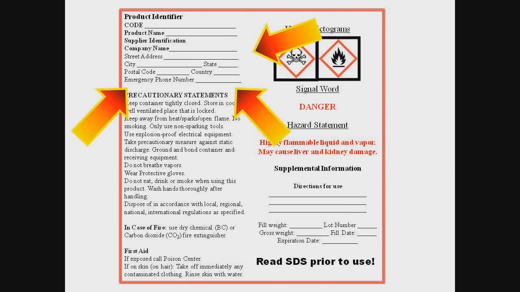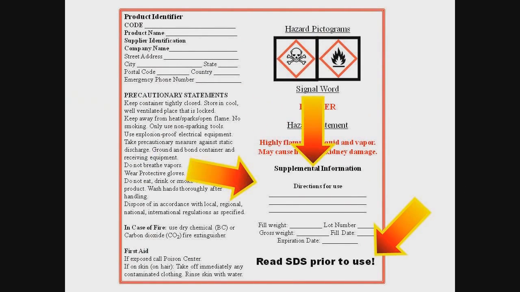The supplier identification. The name, address, and telephone number must be provided on the label. You may also see statements pertaining to any pertinent supplemental information. This could be information added at the discretion of the manufacturer or distributor, or it might be information required by another regulatory agency.